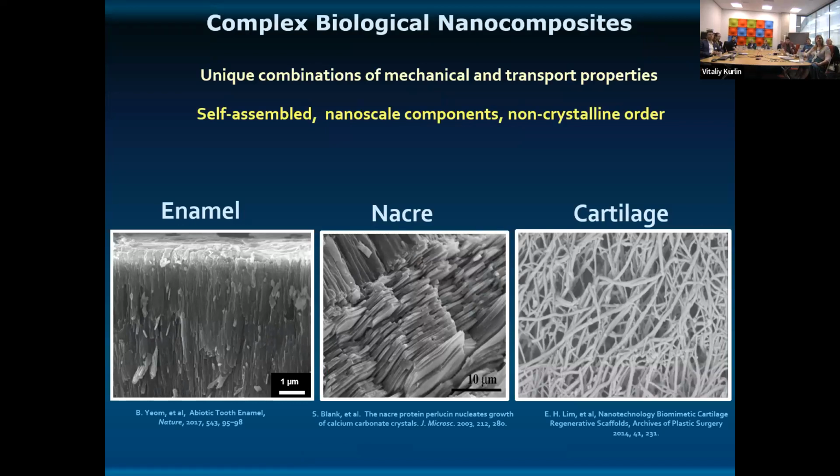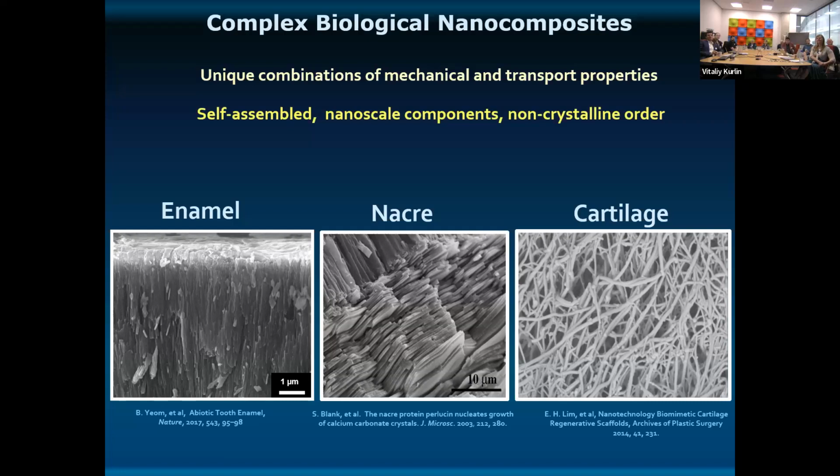Let me give you some examples that we all have. We have enamel, we have bones, nacre, and we have cartilage. Or I hope you do. These are amazing materials. They serve us for many, many years, and we have used them very heavily. Exactly. Coffee and Coke in particular.